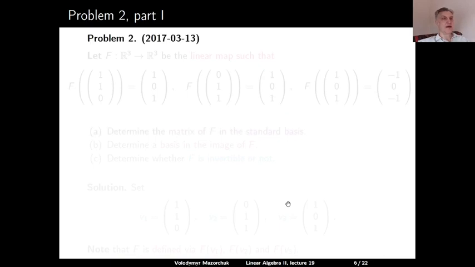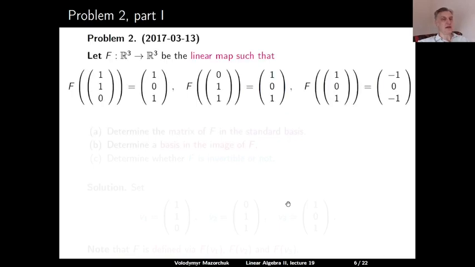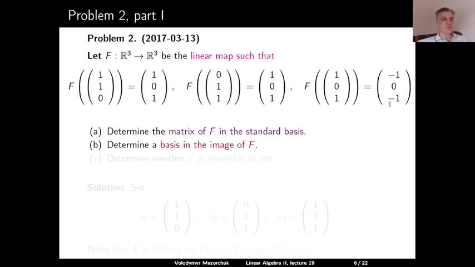Problem 2. Let f be the linear map from R3 to R3, which has the following properties. So f of (1, 1, 0) should be equal to (1, 0, 1). f of (0, 1, 1) should be equal to (1, 0, 1), and f of (1, 0, 1) should be equal to (minus 1, 0, minus 1). A. Determine the matrix of f in the standard basis. B. Determine a basis in the image of f. And C. Determine whether f is invertible or not.